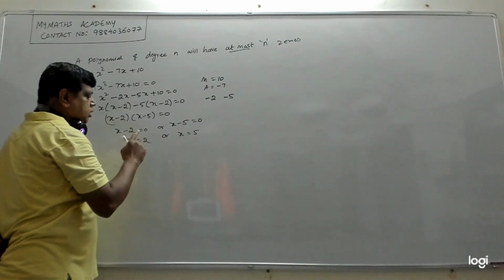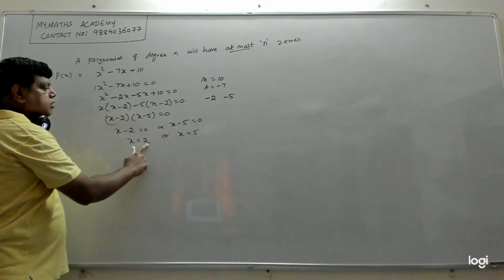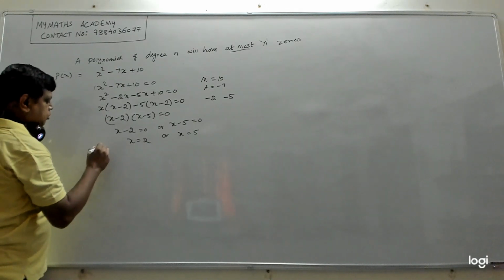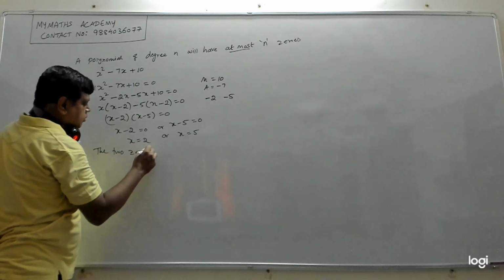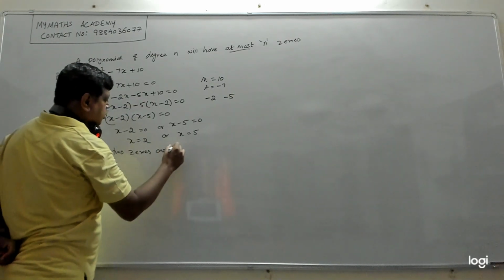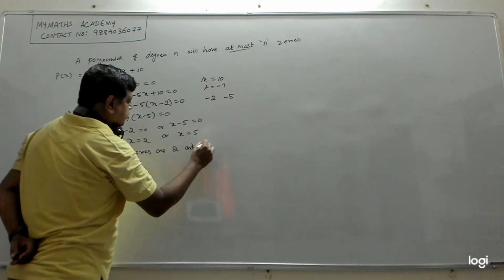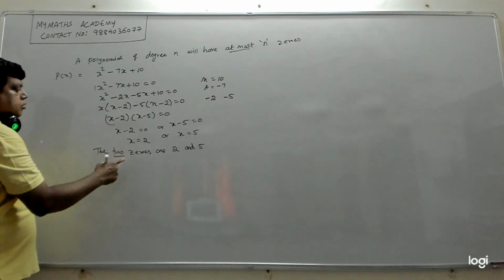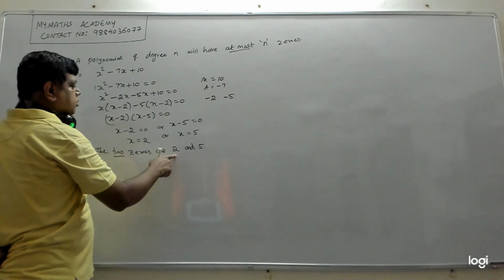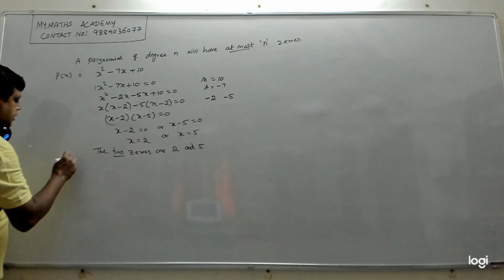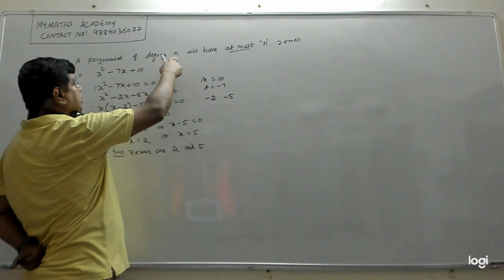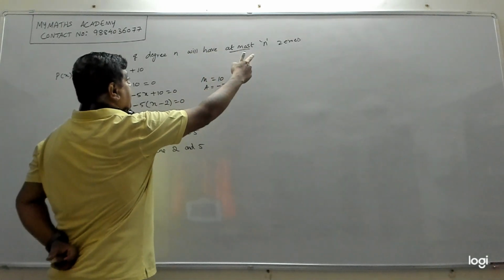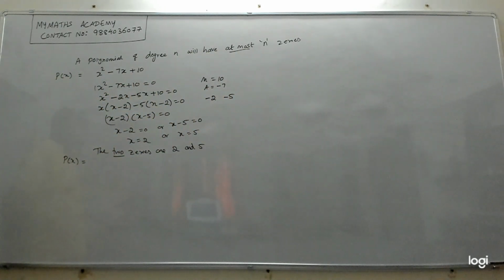The two zeros are 2 and 5. This is one zero, this is another zero. So it has two zeros. A polynomial of degree 2, which is a quadratic polynomial, will have maximum 2 zeros. Here it is having equal to 2 zeros.